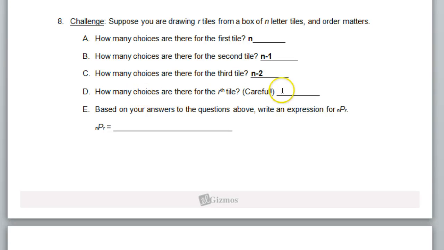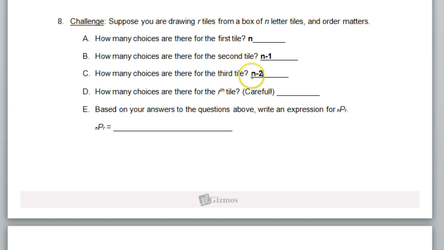Now, here we've got the general format. How many choices are there for the rth tile? It's asking you to be careful because there's not much math here. It's grade 6 or grade 7 math, but there's a teeny little bit of algebra going on. So now it behooves us to look at the pattern. The first tile is n. The second tile gives us n minus 1 choices. So we've got a 2 here, but we're subtracting 1. So in this case, we're taking n, subtract 2, plus 1. Okay, we can do it that way.